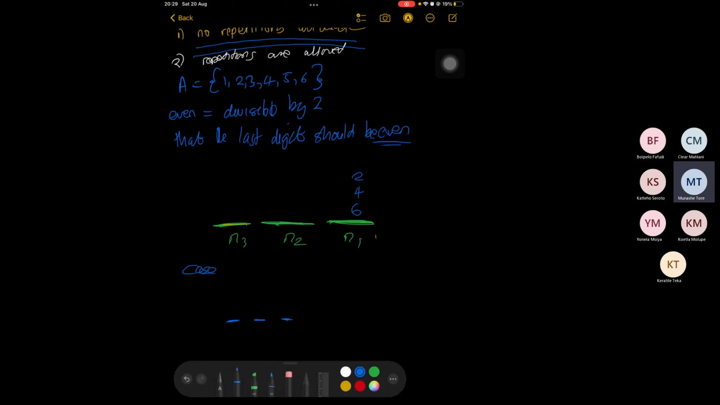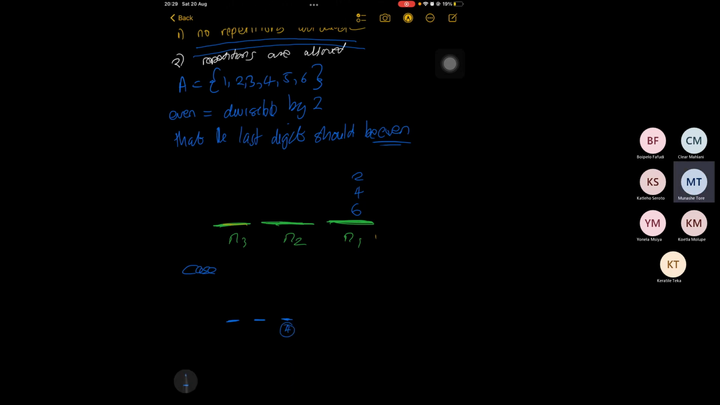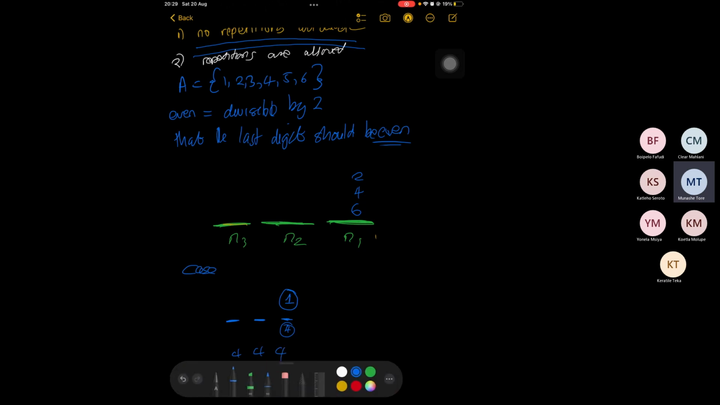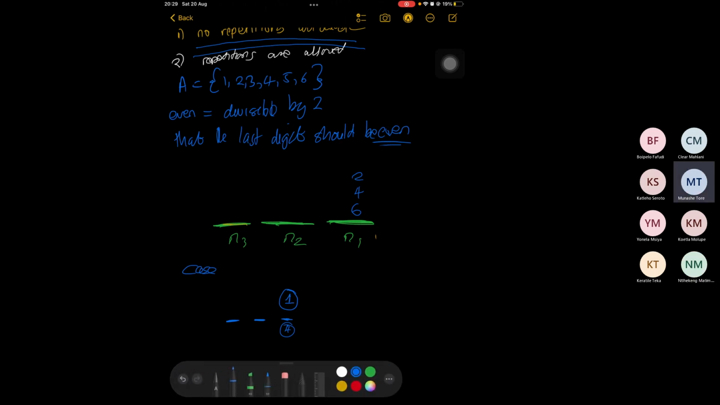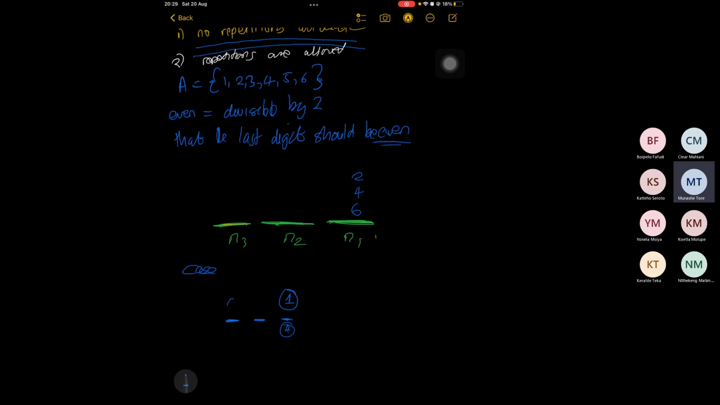So if your last number is 4, how many numbers can you have here? It can only be one number. But how many numbers can you have in these two positions? Obviously, it can be all 6 numbers, because repetitions are allowed. So your number can actually be 444 if need be. We can input 6 numbers here, and then 6 numbers here as well. So this is case number 1.